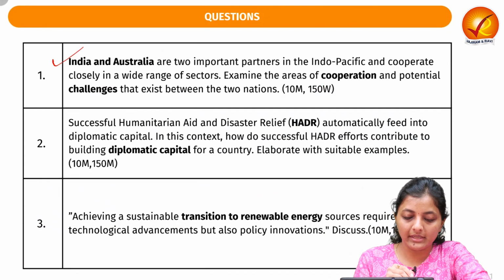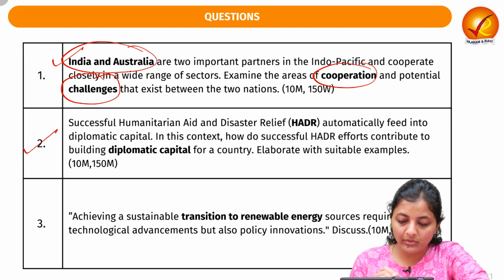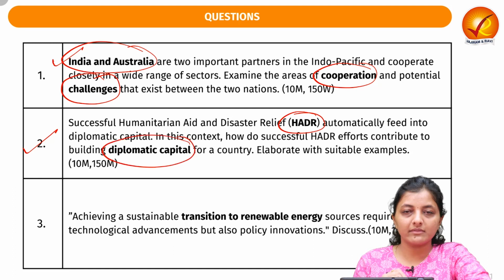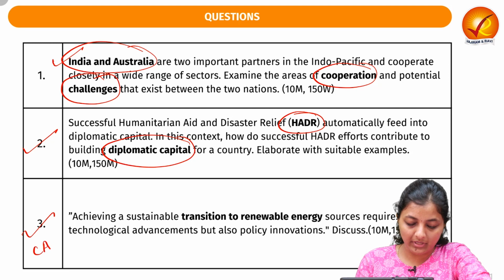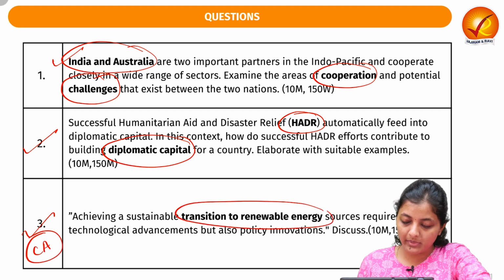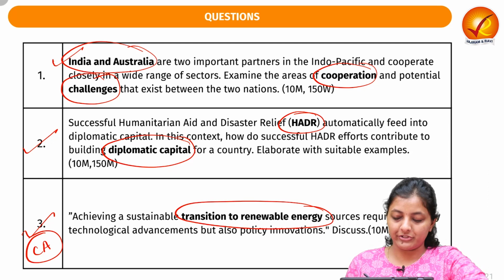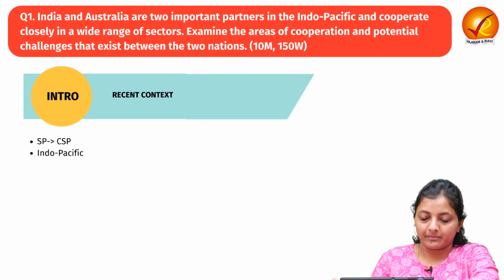First question is India and Australia bilateral relations, areas of cooperation and some challenges in their relation. Second question is related to humanitarian aid and disaster relief measures and its relation with the diplomatic capital of any country. The third question is from current affairs and it is asking about the requirement to transition from a fossil fuel based economy to renewable energy. Let's start with the first question.